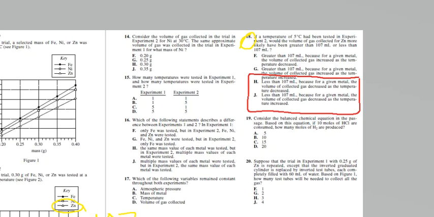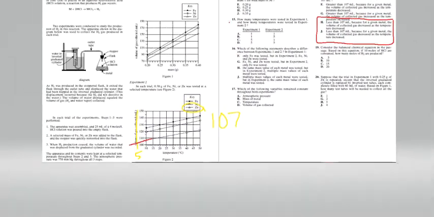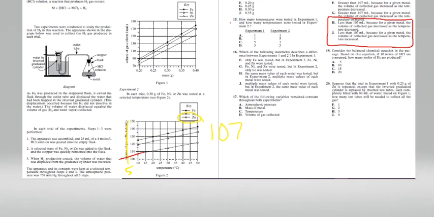For H, it says, because for the given metal, the volume of collected gas decreased as the temperature decreased. Is that true? Let's look. As the temperature is decreasing, what's happening to the volume? It is also decreasing. So everything is going down. We know the answer is going to be H.